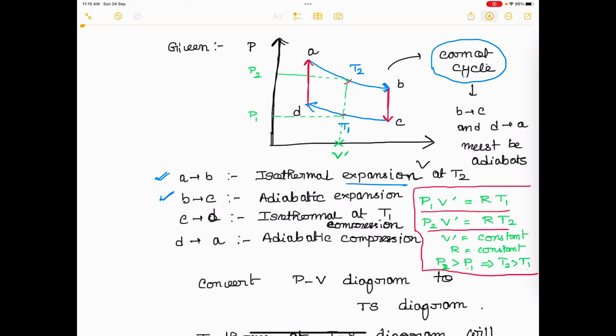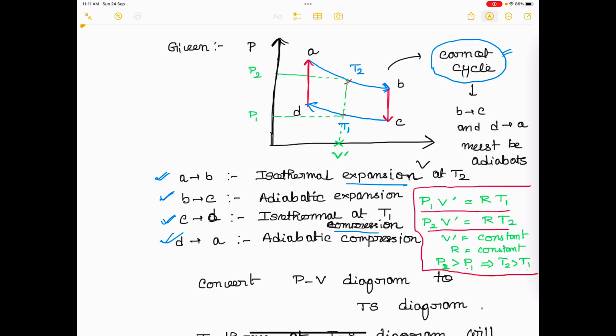We have to clearly assume that, because the way the diagram is shown in the question, it seems like an isochoric process. That will not complete our Carnot cycle. A Carnot cycle consists of isothermal expansion, adiabatic expansion, isothermal compression, and adiabatic compression. These are the four processes. So B to C has to be the adiabatic expansion, C to D is again at constant temperature, so it's an isothermal process. Now the volume is decreasing, therefore it's an isothermal compression at temperature T1, whereas D to A has to be the adiabatic compression in order to complete this Carnot cycle.